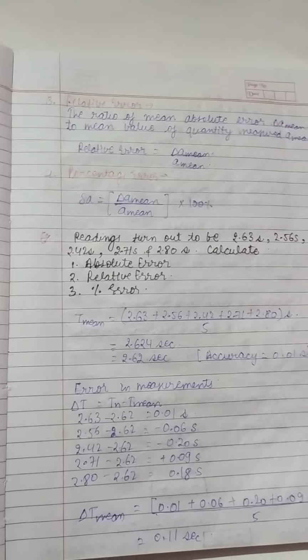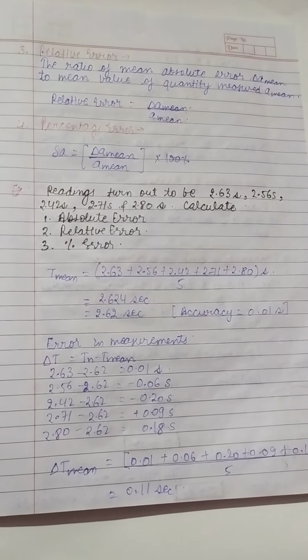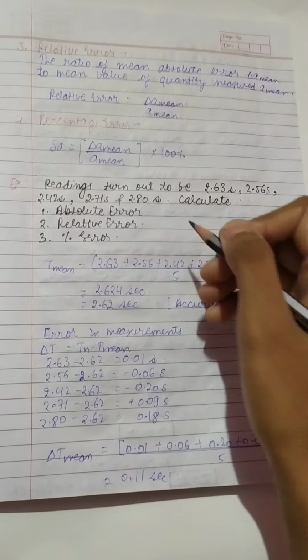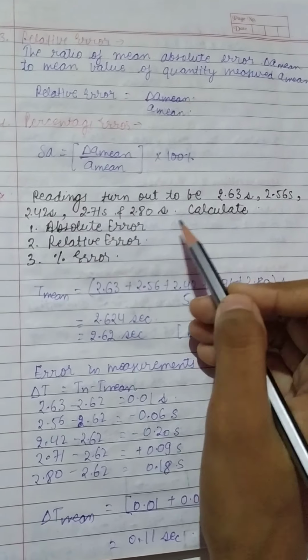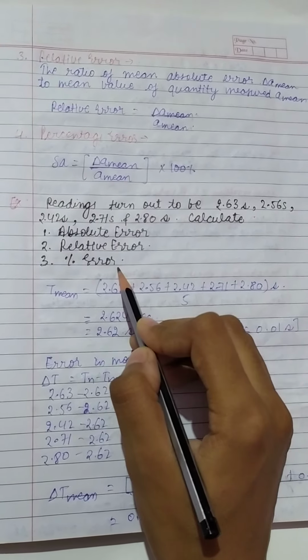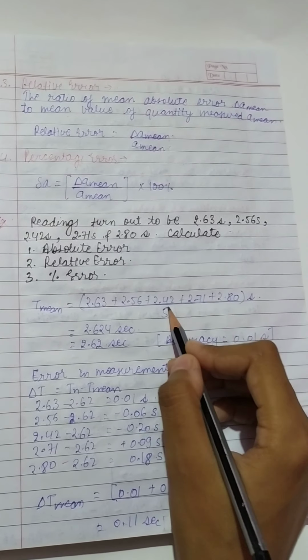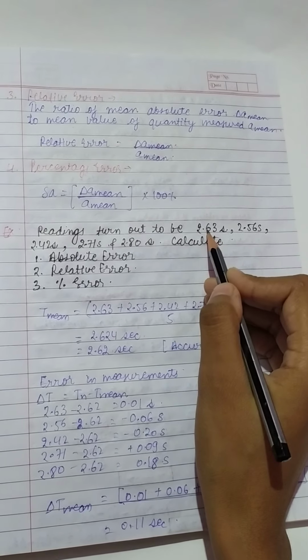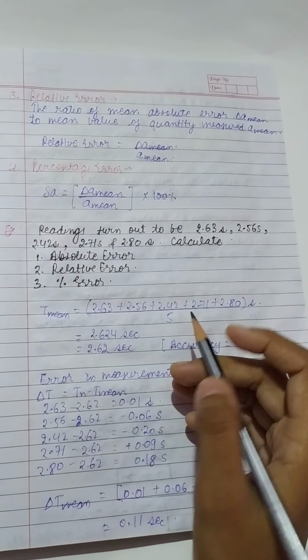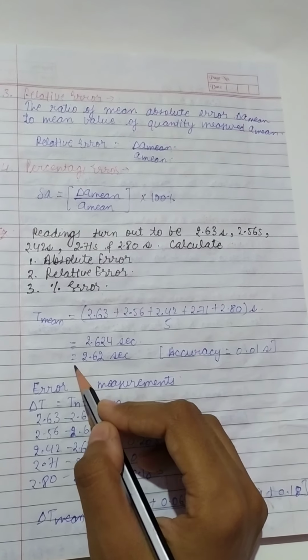Now let us take an example. Let us see, we have some readings: reading 1, 2, 3, 4, 5 and so on. We want to find the absolute error, relative error, and then the percentage error. First, let us see how we find absolute error. For absolute error, we need the mean of the values. We can find the mean by the sum of all observations divided by the number of observations. The number of observations here is 5. So what value of mean do we get?